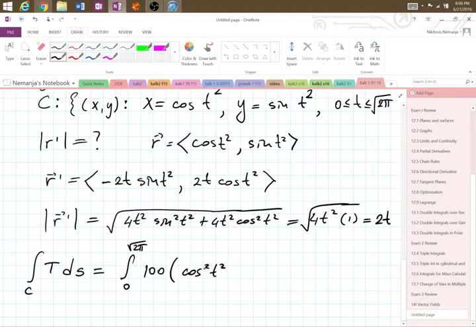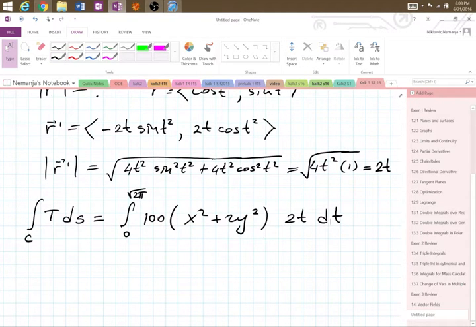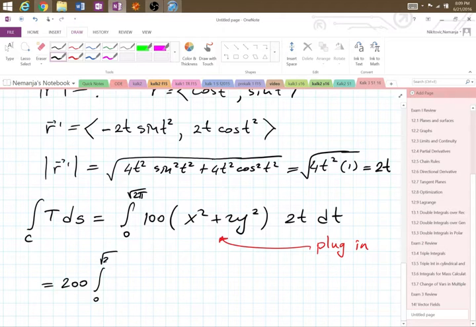Let me write it out first. So x squared plus 2y squared times 2t is our r prime magnitude, and then dt. Now I will just point the arrow here and say plug in. You know you are supposed to do that. I'll pull 100 in front. The integral from 0 to square root of 2 pi. And now this parenthesis here is the parametrization.